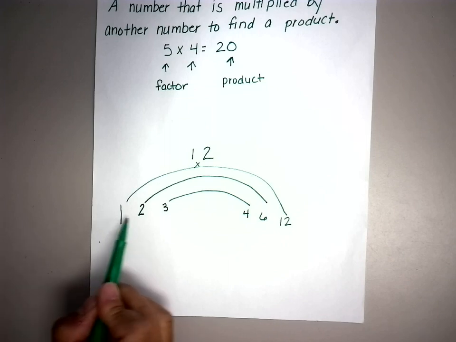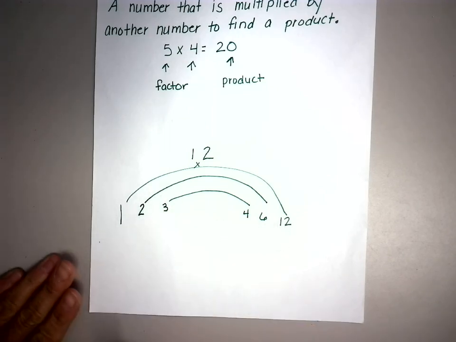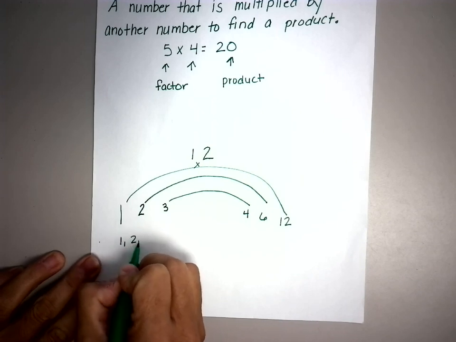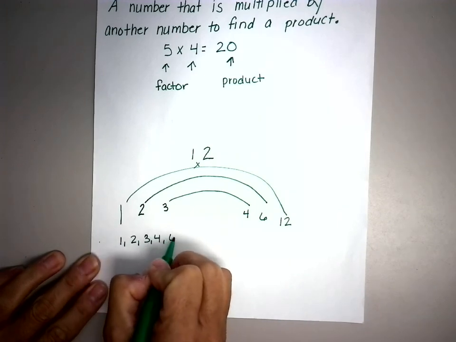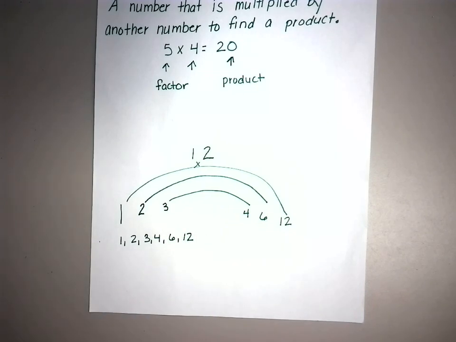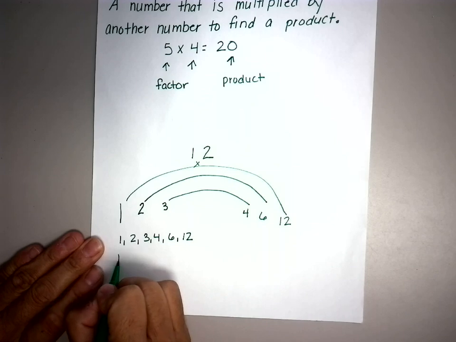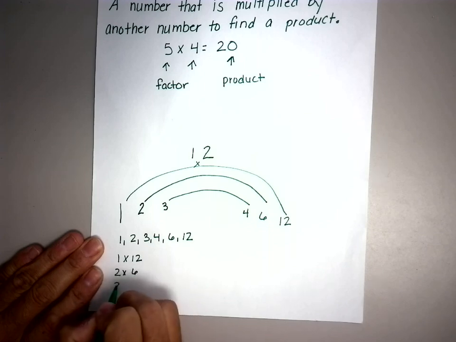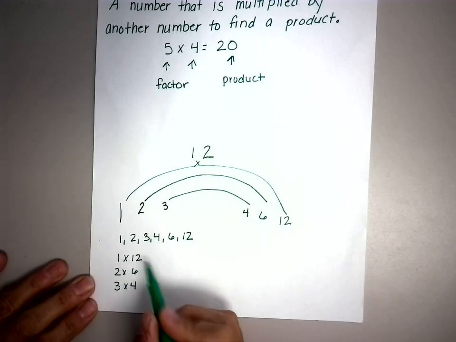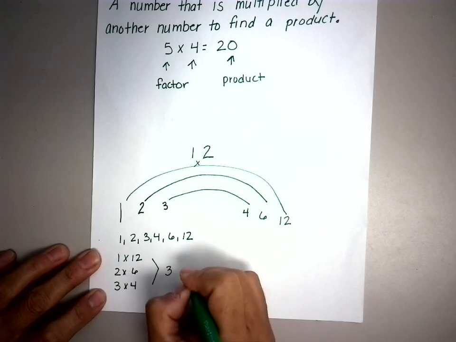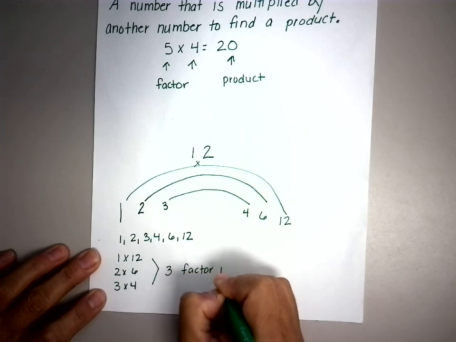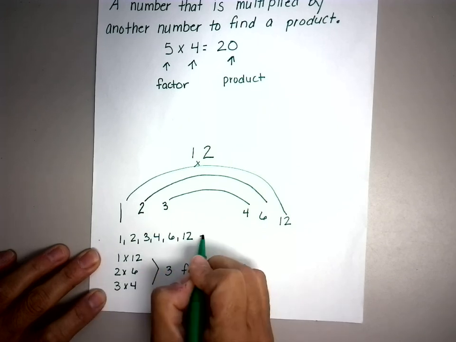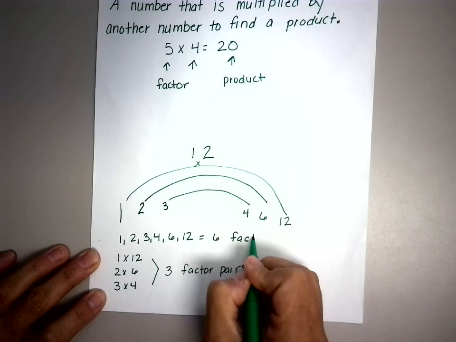When I look at it, these are all the factors. So the factors of 12 are 1, 2, 3, 4, 6, and 12. Then you have something called factor pairs, the two numbers that multiply to give you the product. Our factor pairs are 1 times 12, 2 times 6, 3 times 4. So I have 3 factor pairs. And I have 6 factors.